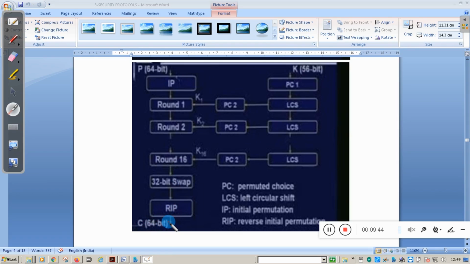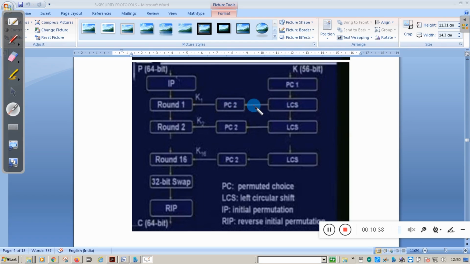Now we will see what techniques are used in these 16 different rounds. So we have here a 56-bit key. Initially the key is fed to a permutation block. The output of the permutation block is passed into a left circular shift. This left circular shift is a functional block which will produce the keys, that is key 1, key 2, key 3 at different rounds.